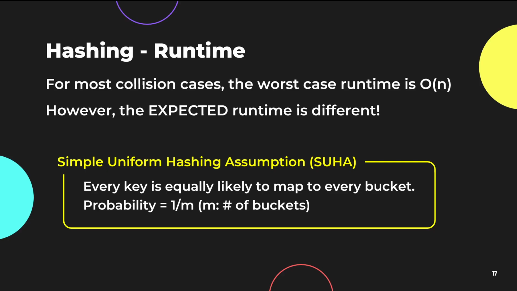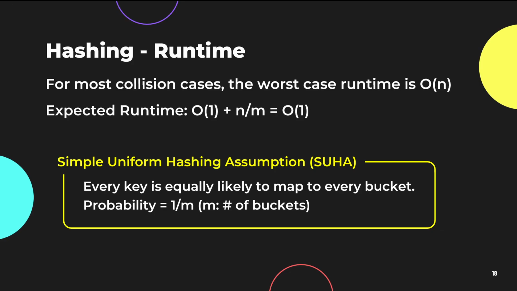Under the SUHA scheme, the probability of a key being present in a bucket is 1 over m, where m is the number of buckets. Hence, if we have n items mapped equally with probability 1 over m, then each bucket will contain about n over m items. Combining this, if we are doing chaining, that will be O(1 + n/m), which gives you O(1). For open addressing it is also similar: that's the alpha, which will also give us O(1).